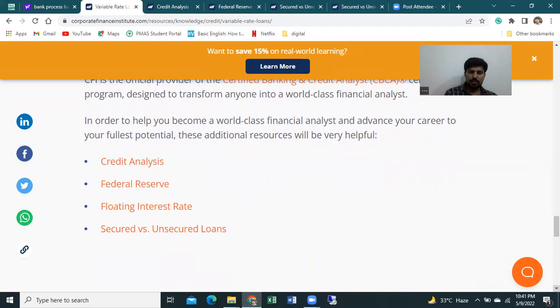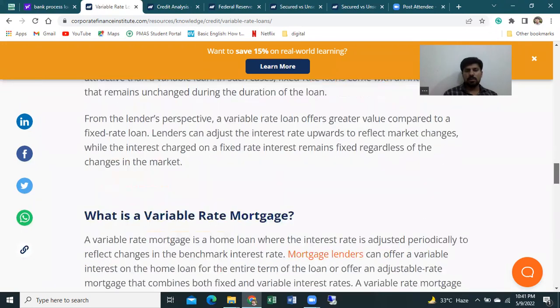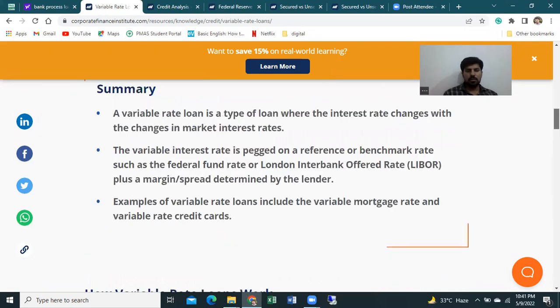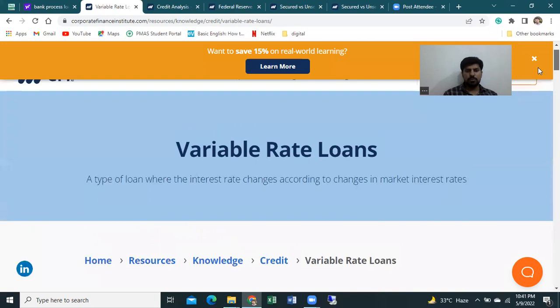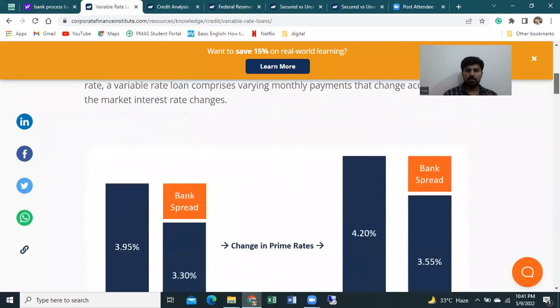Credit analysis, the Federal Reserve, prime interest rates and secured and unsecured loans. These are the topics related to variable rate loans. So today is enough about variable rate loans.